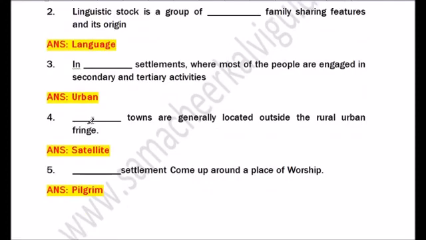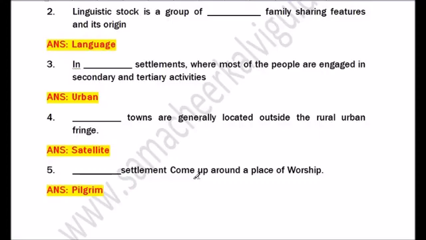Question number 4. Dash towns are generally located outside the rural-urban fringe. Answer is satellite town. Satellite towns are generally located outside the rural-urban fringe. S-A-T-E-L-L-I-T-E, satellite.